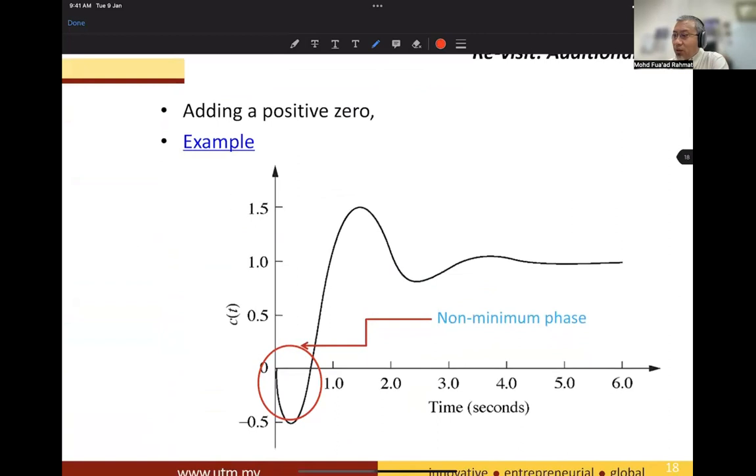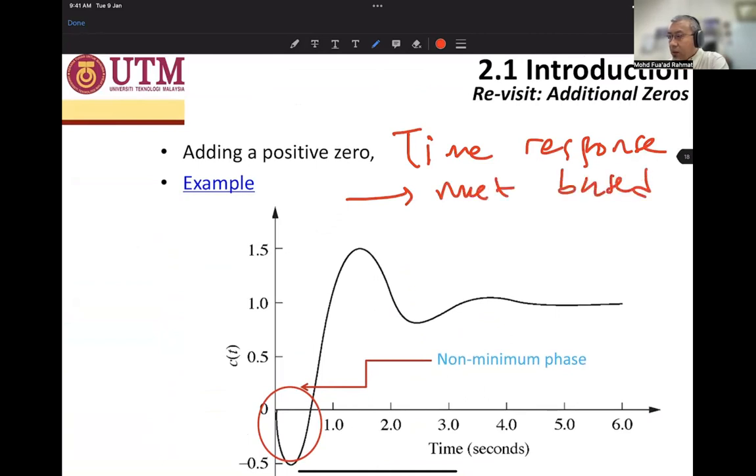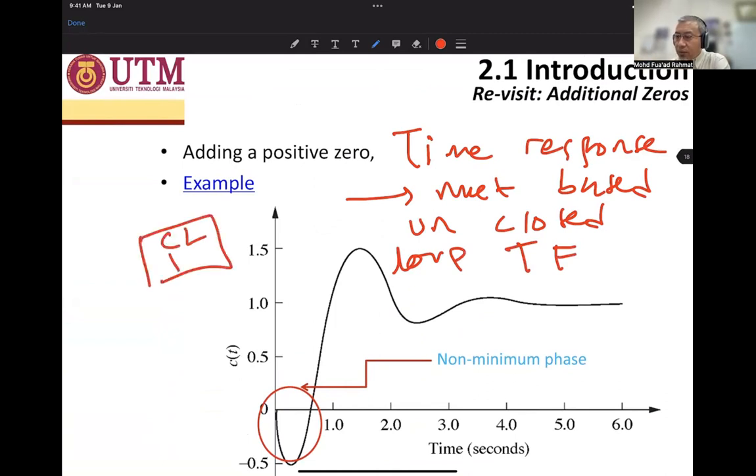So by adding a zero, when you take a time response, please take note, this one is very important. If you want to find a time response, it must be based on the closed loop transfer function. So when you have the closed loop transfer function, you can inject the step and then you find the response as shown here.